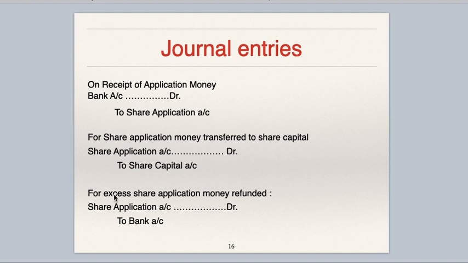Supposing if company has received excess applications and it has decided to refund application money back, then exactly opposite entry, first entry whatever you have passed when you received the money, now you are refunding it back, opposite entry share application account debit to bank.